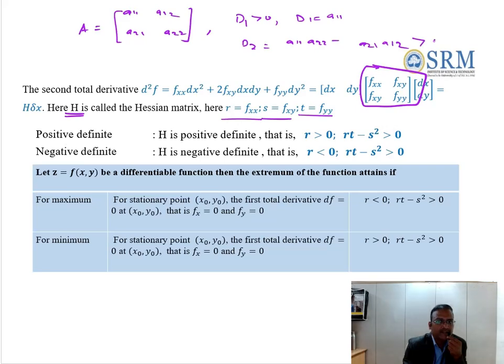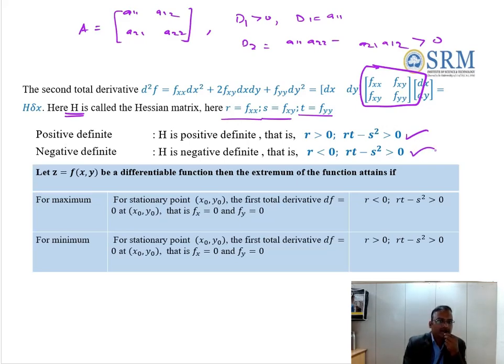That is D2 is greater than 0. So similarly, here if H is positive definite, that is R is greater than 0 and RT minus S square is greater than 0. See, negative definite means if H is negative definite, that is R is less than 0 and RT minus S square is greater than 0, right?